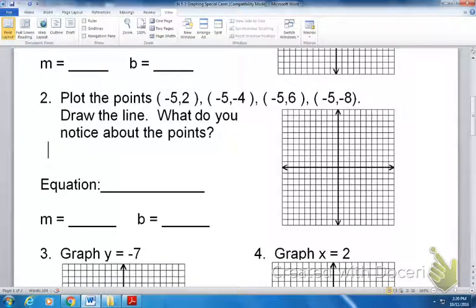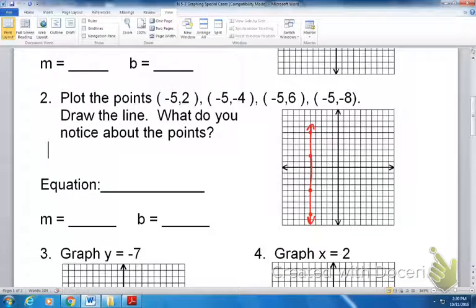We're going to plot some points. Let's see, -5, 2. I've got -5, -4. I've got -5, 6. And I've got -5, -8. So I can sketch my line. And this time it's not horizontal, it's vertical.